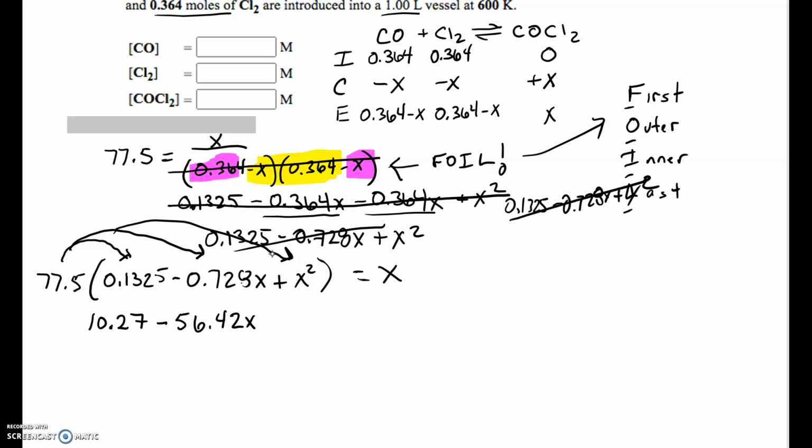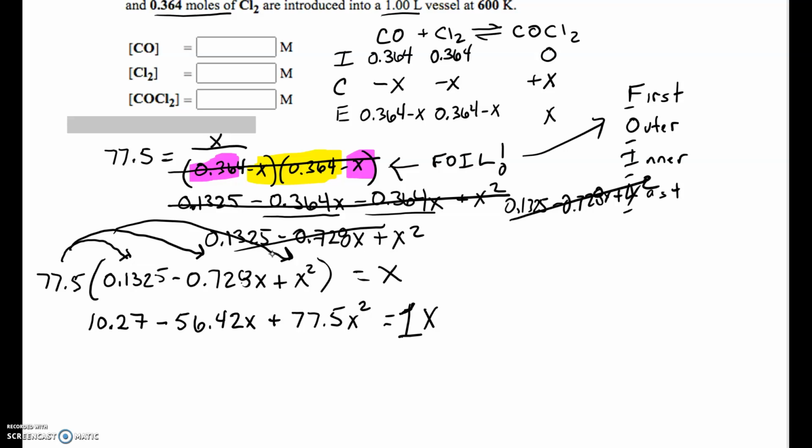Now I'm going to multiply 77.5 times x squared, plus 77.5x squared. That's a lot of x squareds. And we still have equals 1x. Let's call that 1x. Let me make that 1 look a little more like a 1. Not great. Looks like an L. Okay.